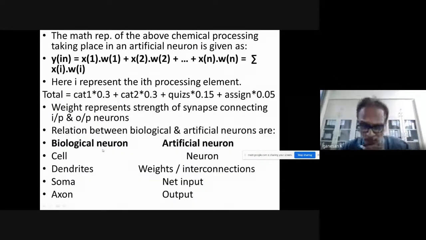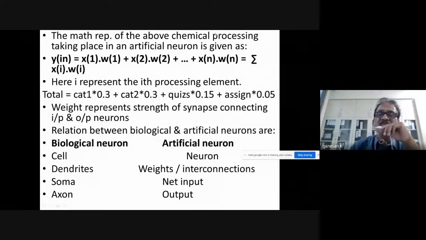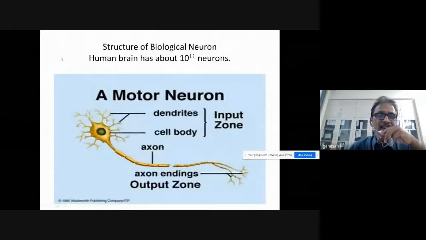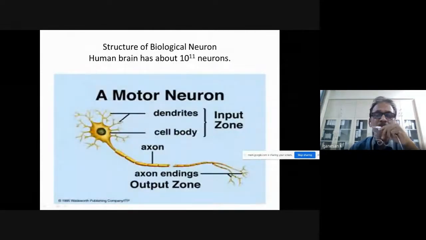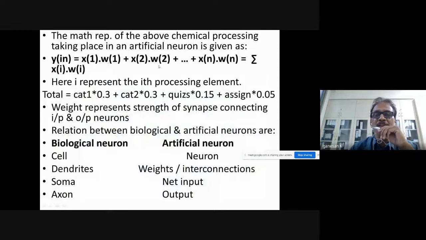Right, now let us look at what is the problem I am going to solve here. The mathematical representation of the chemical processing which takes place in any artificial neuron is, like I said, some processing. What is the processing it is doing? It's very simple, like a weighted sum. Suppose I give different inputs, it adds some weightage. For example, X1 is one input signal coming through this dendrite, X2 is another, X3 is another. You take all these inputs, give a weightage W1, W2, etc., and then multiply and add. So it's the sum of the products of weighted input signals, and that is what we call the net input.